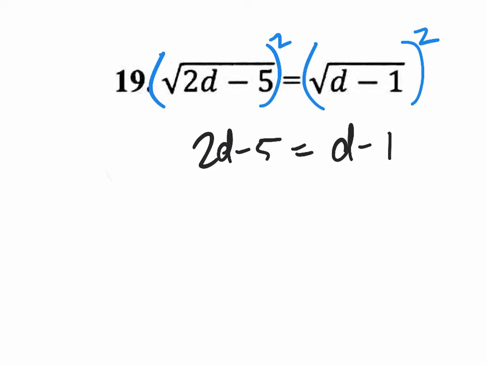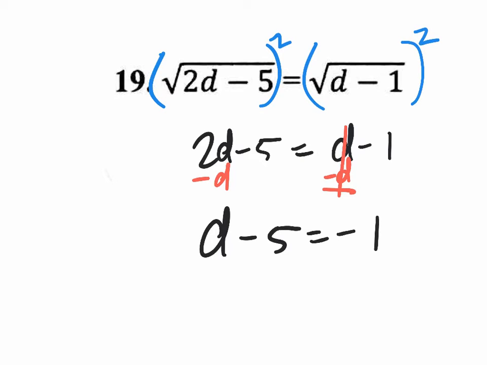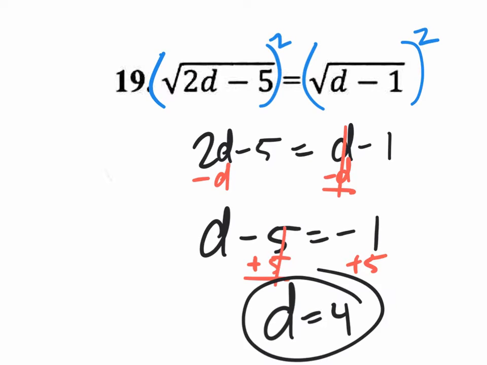2d minus 5 equals d minus 1. That just becomes a regular Algebra 1 equation. Subtract d, subtract d. You end up with d minus 5 equals negative 1, plus 5, plus 5. d equals 4. Ta-da. But don't forget to double check, right? Take that value of 4, plug it in right here to the original. Ignore the 2's, go to the original.